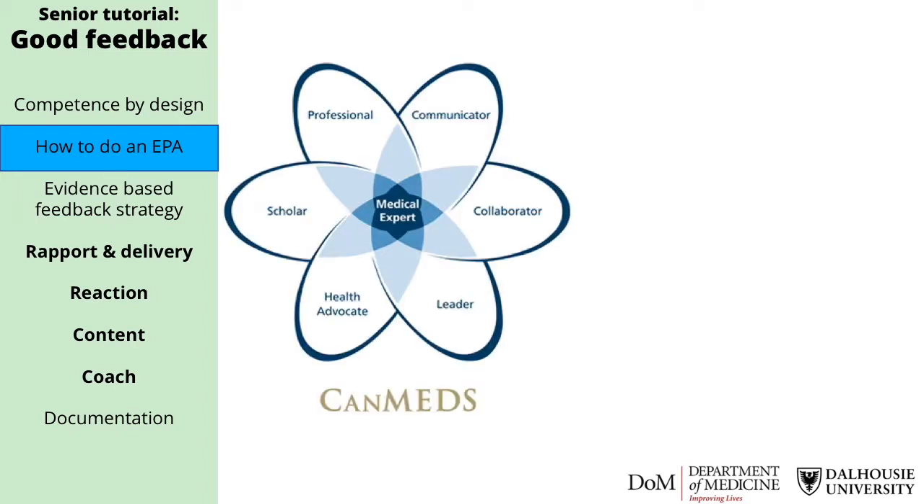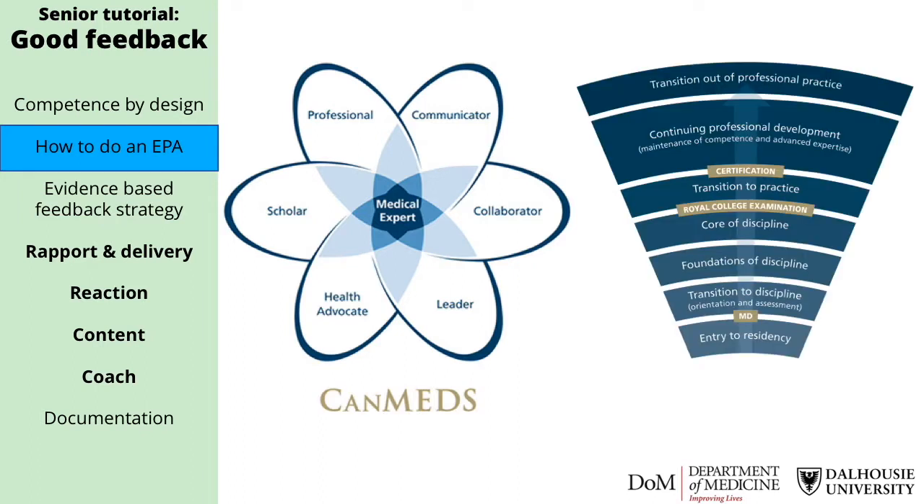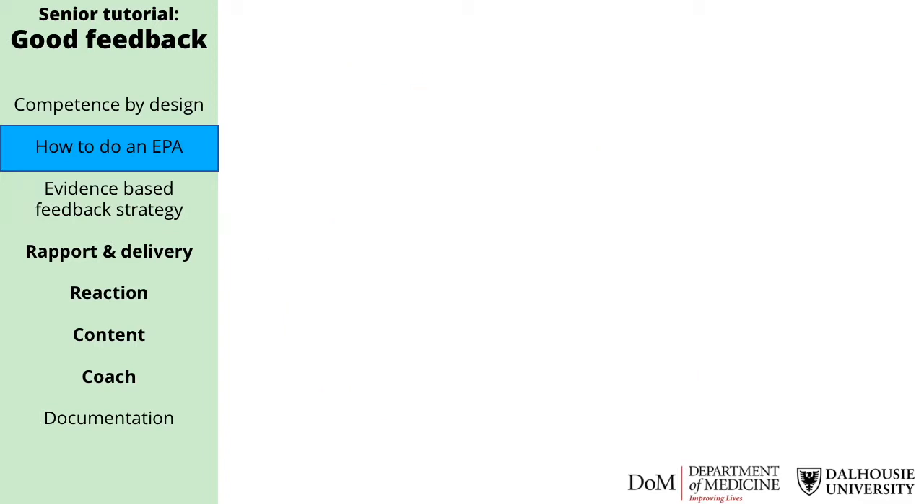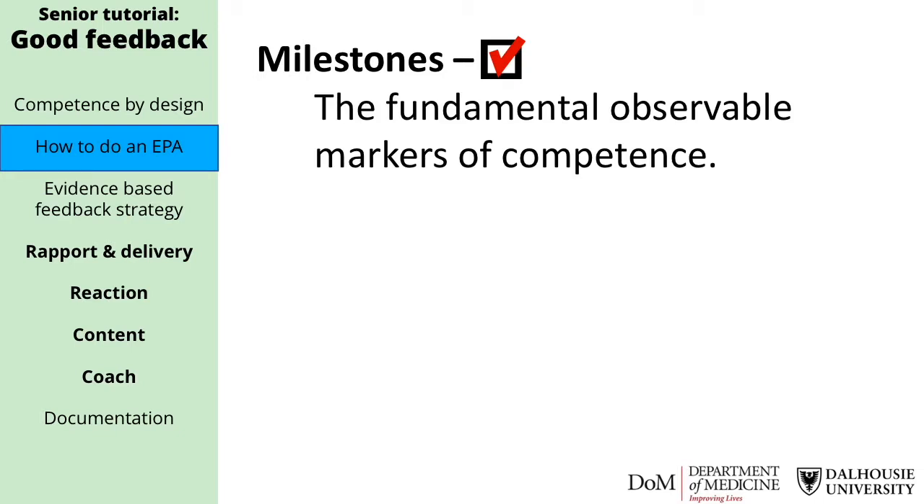And this list had things in all of the different CanMEDS domains, and the competencies they came up with were broken down and mapped onto specific stages of training where they thought the resident should be able to achieve it. And the really nice thing about all these competencies that they identified is that they've all been phrased in terms of things you can observe. And the term they've given to these observable markers of competence is milestones. So milestones are the fundamental observable markers of competence in residency education.